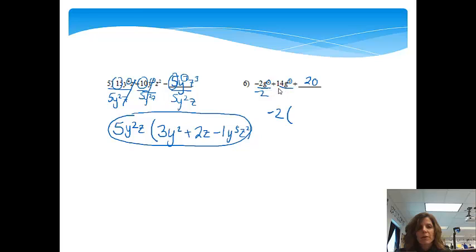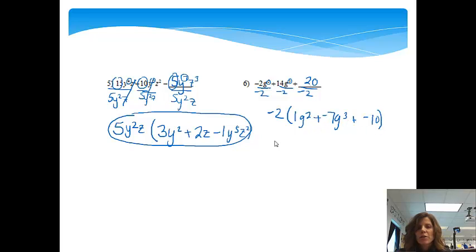So now we're going to divide all three parts by the negative 2. When I do that, negative 2 divided by negative 2 is 1, and the g to the 2nd just remains. Bring down my plus sign. 14 divided by negative 2 is negative 7, and again, my g to the 3 just stays with the problem. And then plus 20 divided by negative 2 is negative 10.